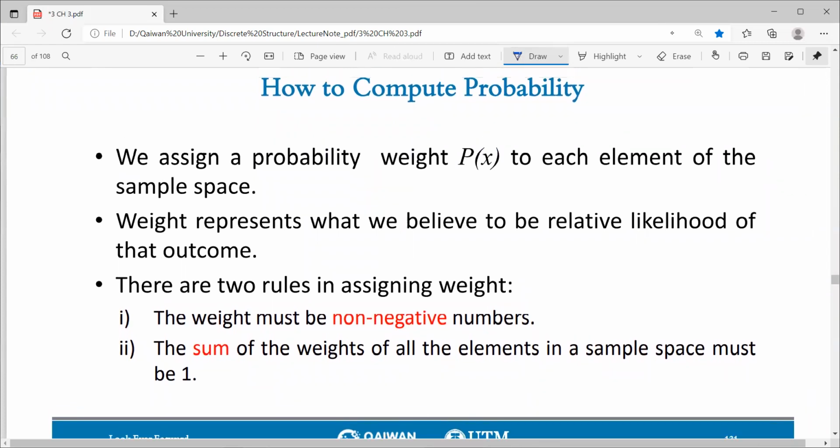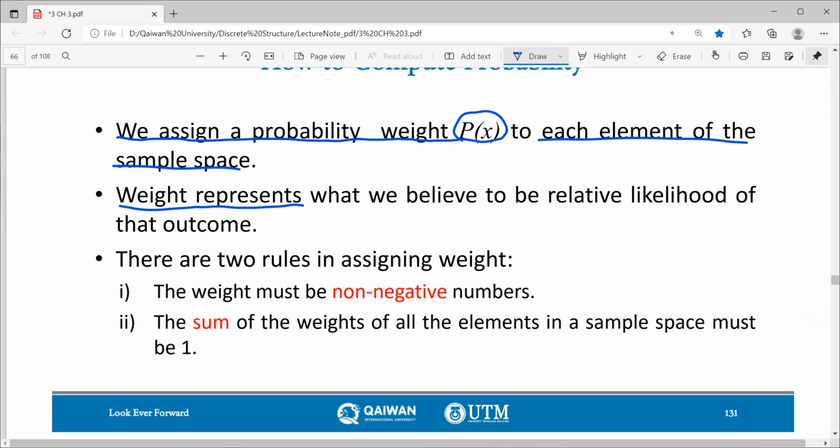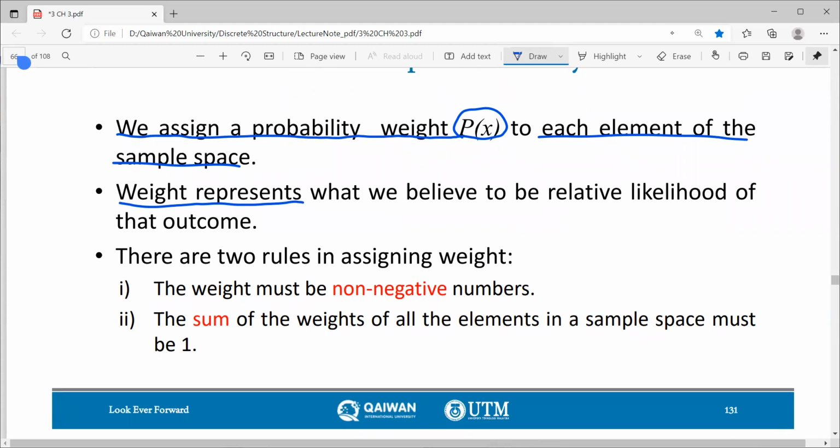Now, how to compute the probability. We assign a probability weight P of X to each element of the sample space. Here we denote probability by P, so P of X means probability of X. X is an element in the sample space. The weight represents what we believe to be the relative likelihood of that outcome.